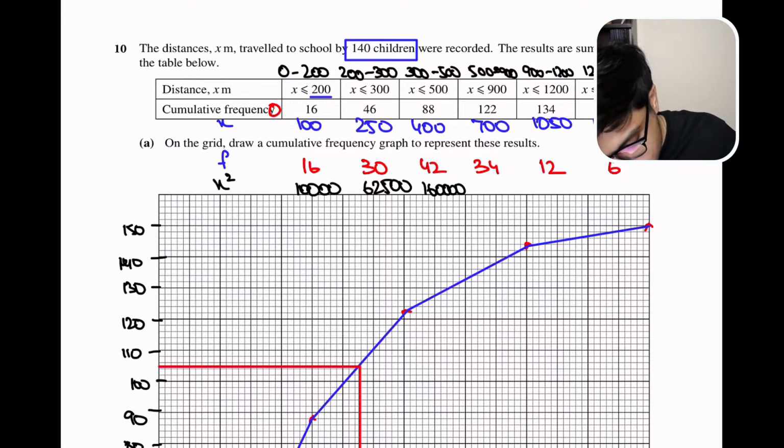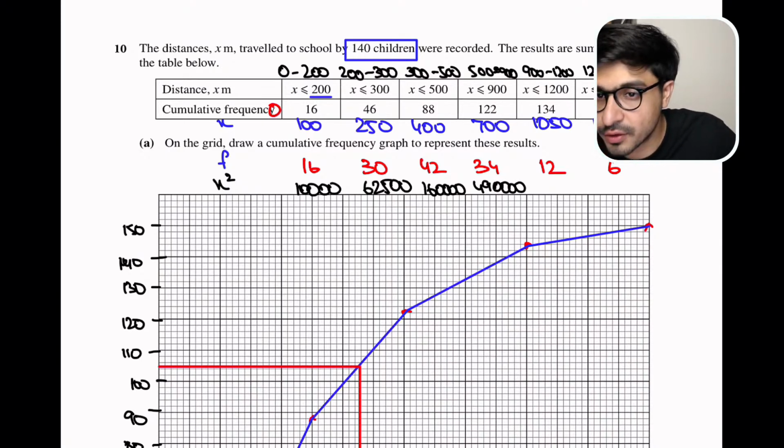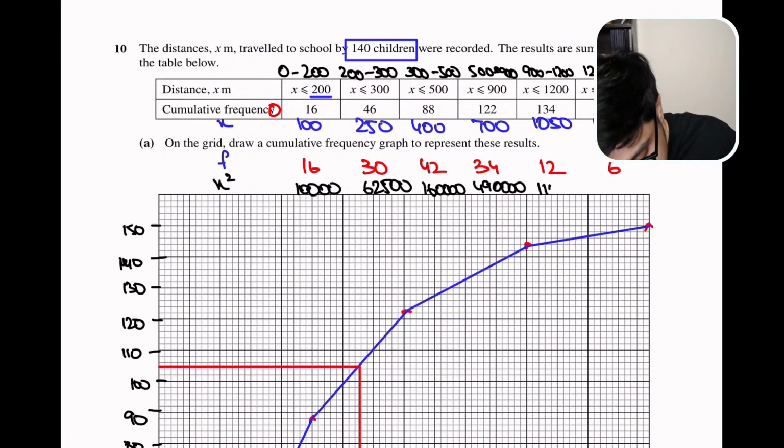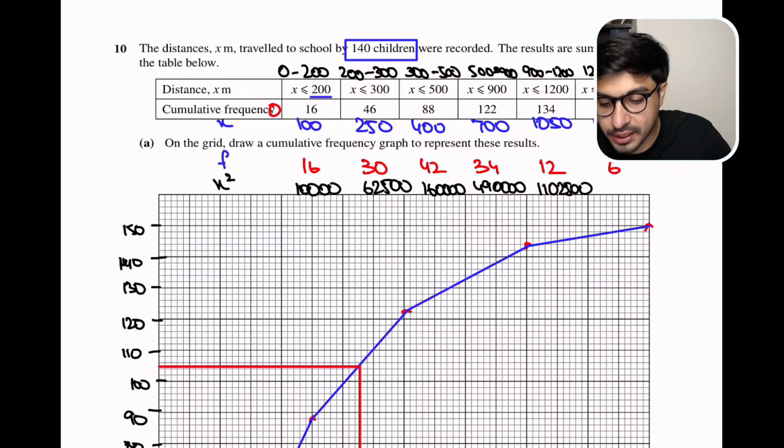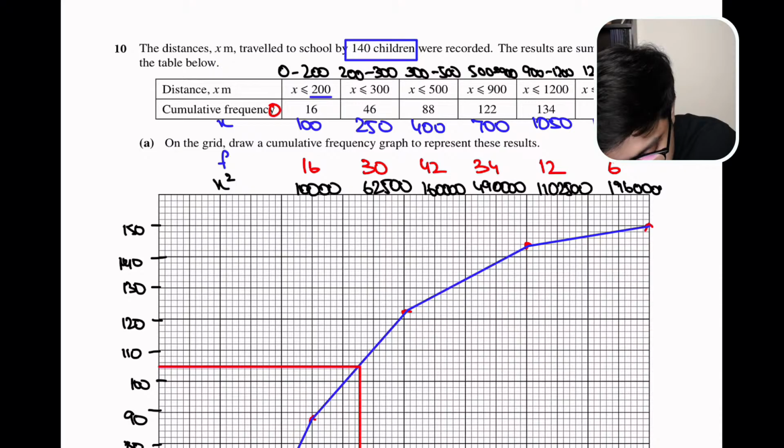And then 700 square is going to be 490,000. And 1050 square is going to be 1,102,500, and then 1400 square is going to be 1,960,000, and that is going to be it, right?